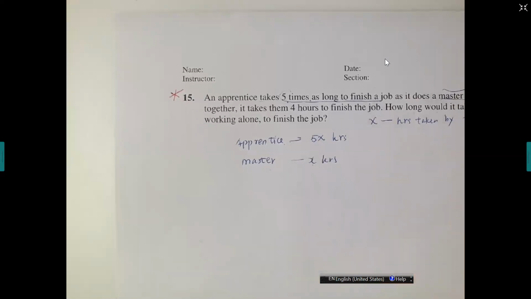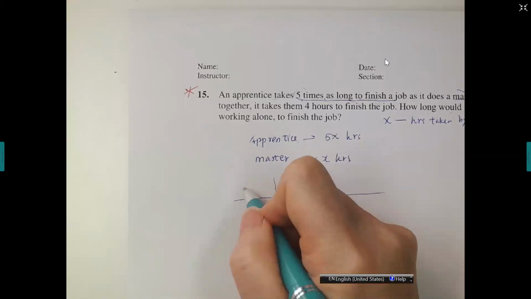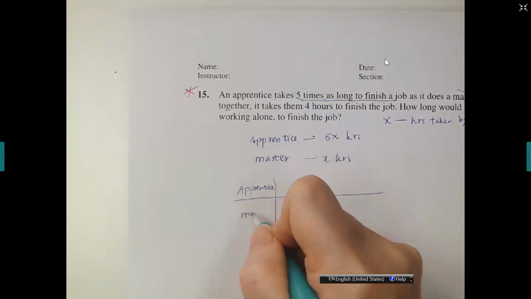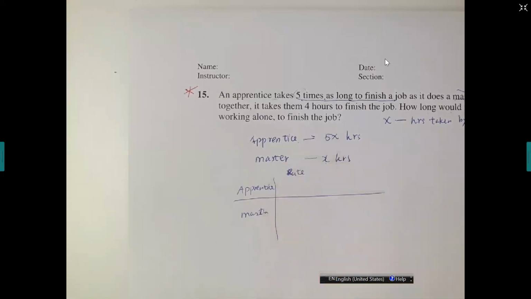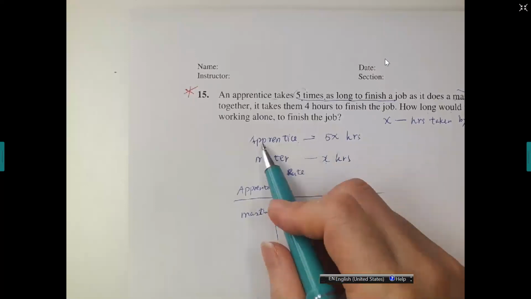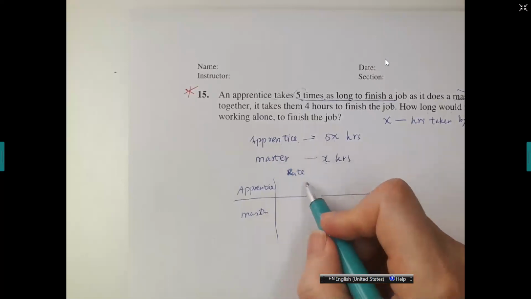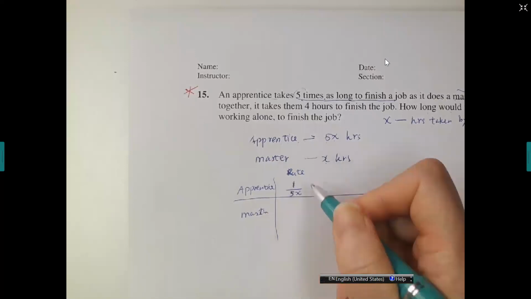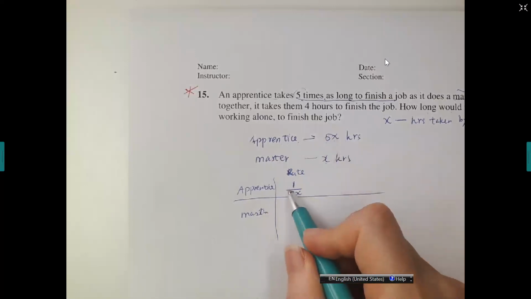Okay, so after we know this one, we are going to construct the table as we just did here. This is the apprentice, and this is the master here. We need to know their work rate. What is the rate? Per 1 hour. The rate, so if the apprentice uses 5X hours to finish the job, then in 1 hour, the rate is what? The rate is 1 over 5X. To finish the entire job 1, it uses 5X hours. So then in 1 hour, it will finish this much, 1 over 5X.